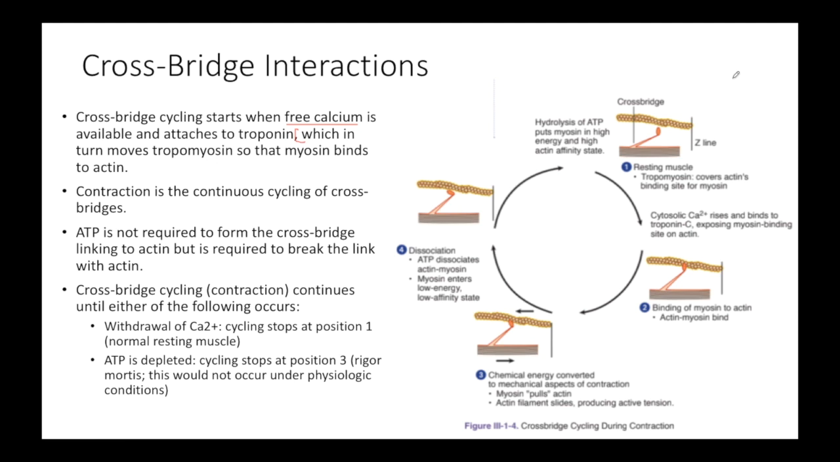And then contraction occurs when there's a continuous cycling of these cross bridges going on. So your muscle is continually going through these shortenings that are forming because of these cross bridges. Where ATP comes in is that it's not required to form the cross bridge, but it is required to break the link with actin so that another cross bridge can be formed afterwards. So that's where you get the continuous cycling going on.